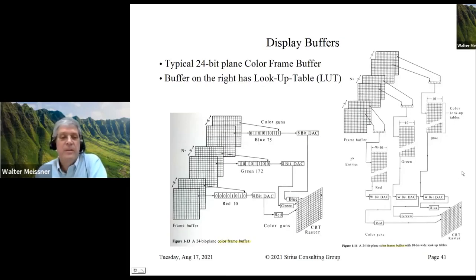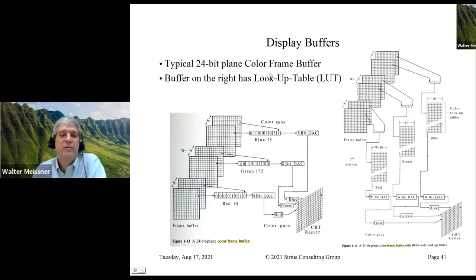And this is really at the back end, when stuff is displayed. Back in the old days, it was displayed on a CRT, and that was for a very long time until LCD displays came along. There's basically a frame buffer for the three colors RGB, usually 8 bits per color, and they're fed to 8-bit D to A converters, and they each drive one of the three color guns on the CRT.